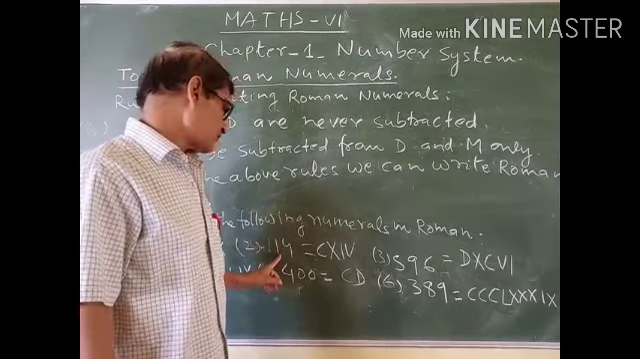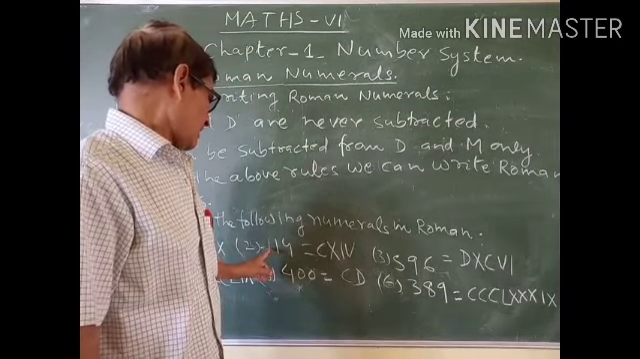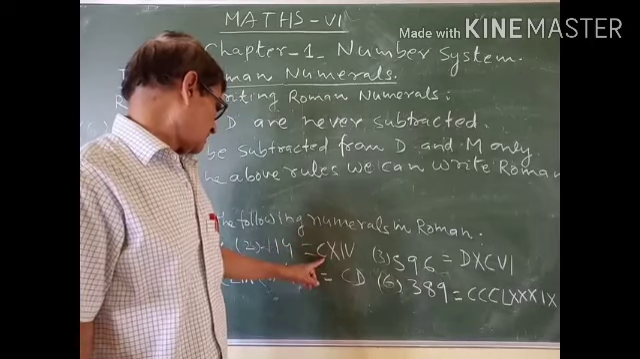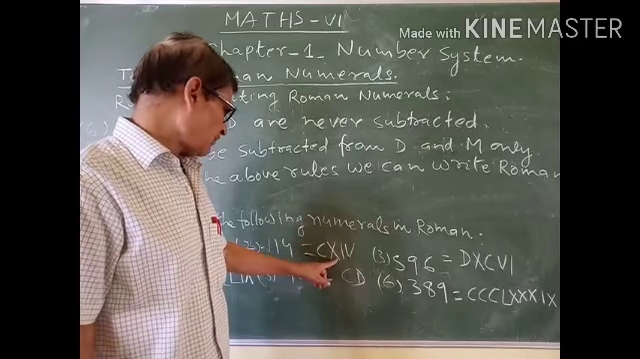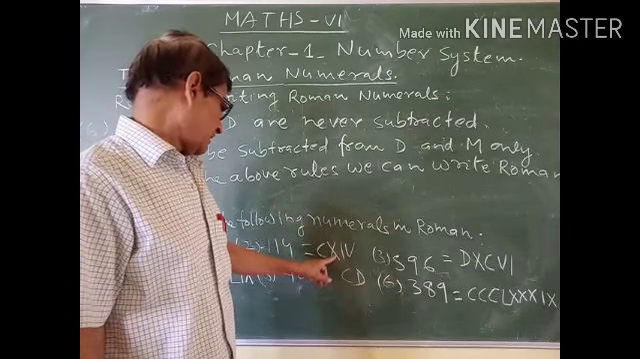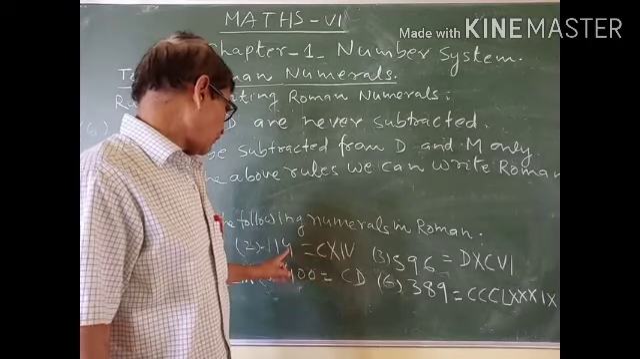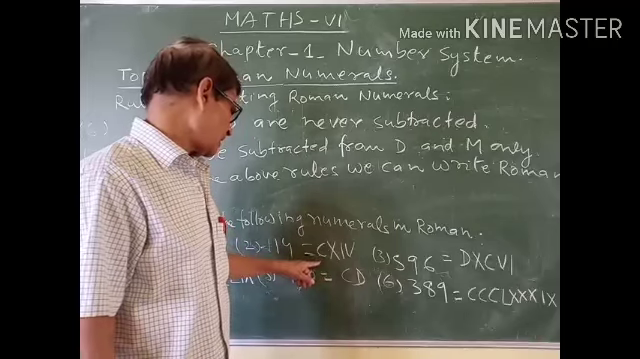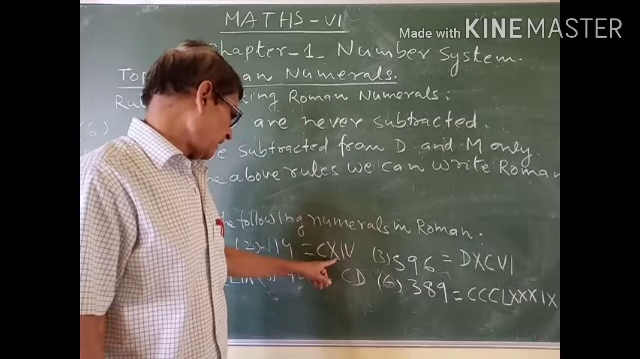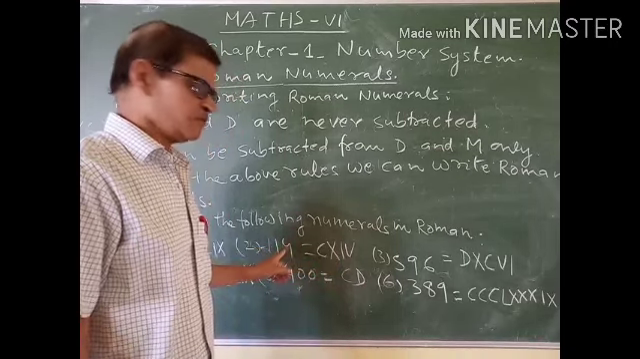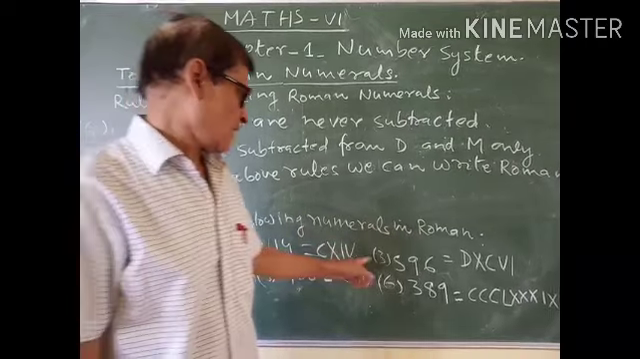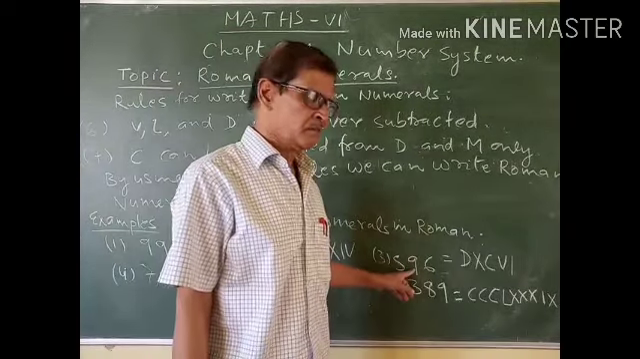Second example is 114. Write C for 100, X for 10, and IV for 4. This becomes 100, 10, 4. This becomes 114.